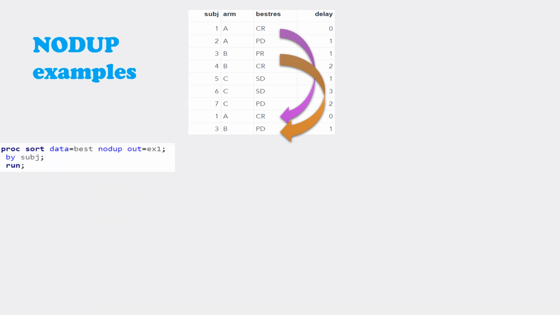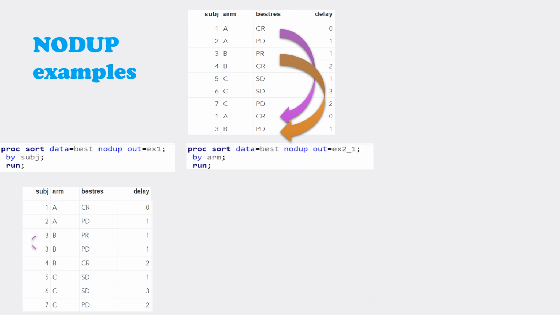In the first example, the sort procedure is used with the nodup option. By using a sort procedure, I want to order the data by the variable subject and eliminate any observation that has the same exact information for all the variables. Notice that subject 3 still has 2 observations because all the variable values are not the same for these 2 observations.